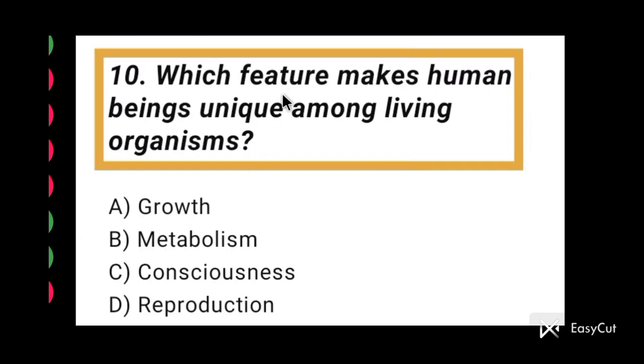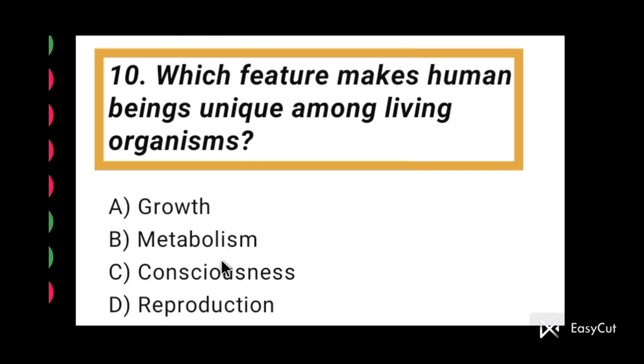Question number 10. Which feature makes human beings unique among living organisms? All organisms are aware of their surroundings, but human being is the only organism who is aware of himself. That is, humans have self-consciousness.